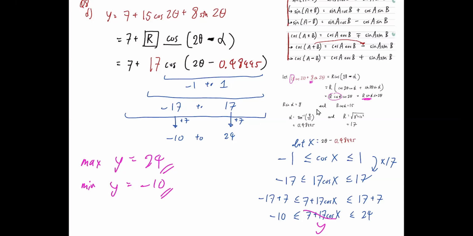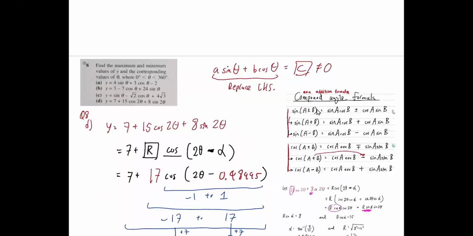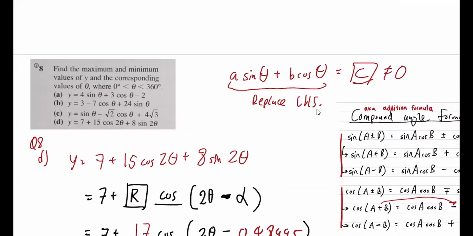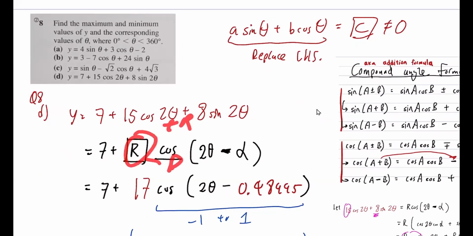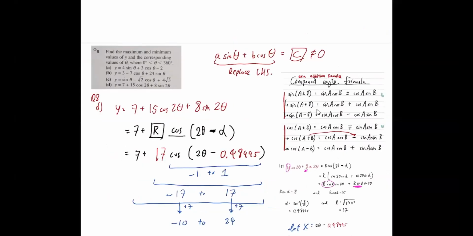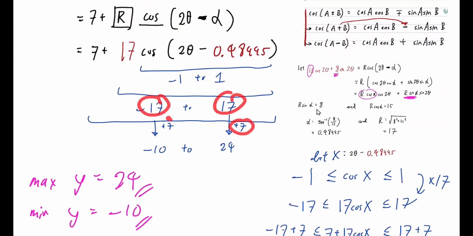Okay, so you can proceed to do the rest if you want. I'm just going to move on, but you get the idea, right? Use the R formula, and now it's just application. How do you find maximum and minimum? Maximum is plus R, minimum is negative R, but you need to add 7. So you just add 7 to each of them. So positive 17 plus 7 and negative 17 plus 7. You get your minimum and maximum. Is that okay?